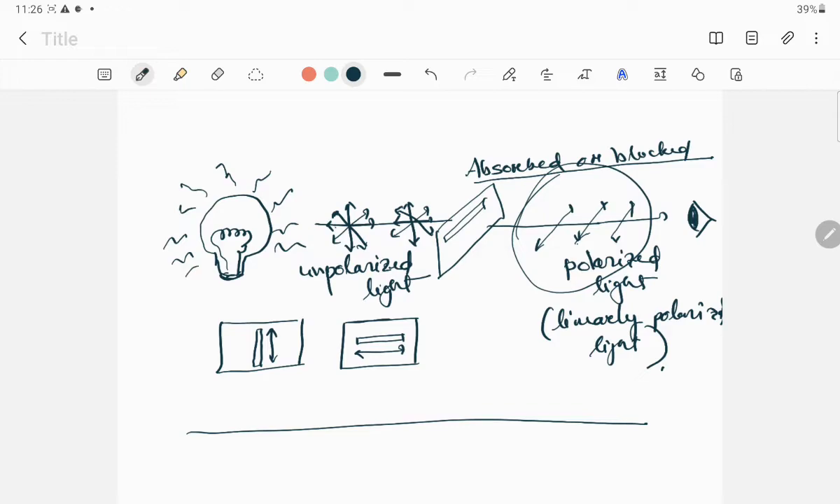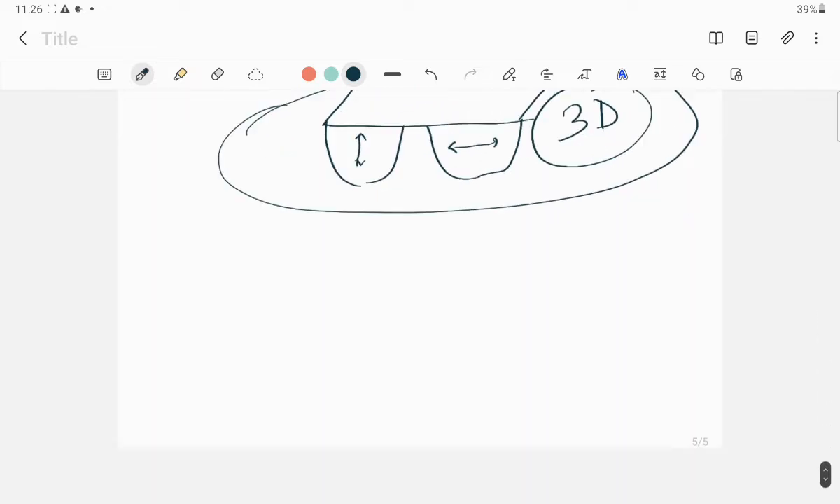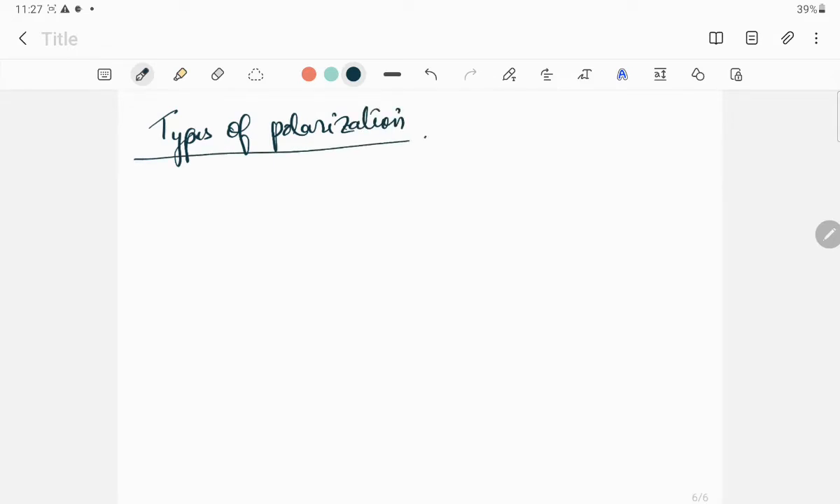So this is also linearly polarized, because the electric field is vibrating or oscillating only in one direction. It may be only the x direction, only the y direction, or only the z direction. I hope you are clear about this polarization. Now let us talk about types of polarization. Already we have done linearly polarized.